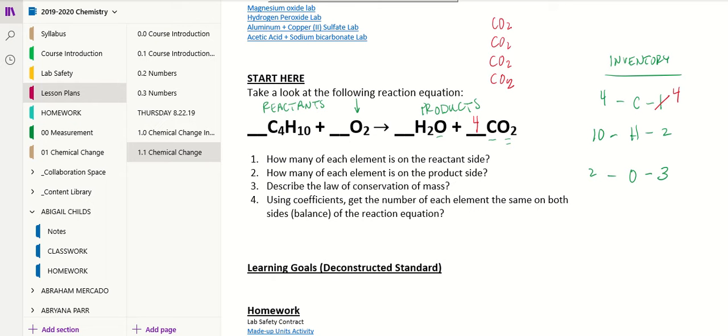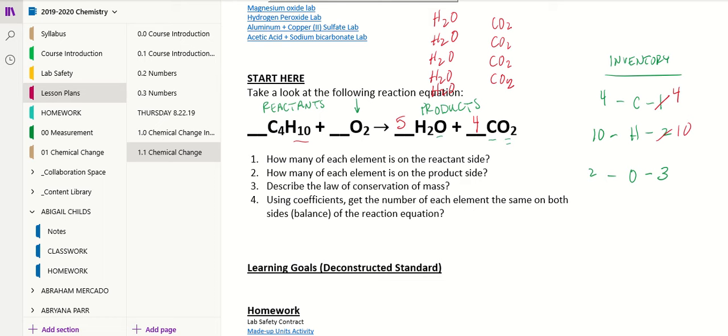So, we do the hydrogen next because we already know we're going to do the oxygen last. So I have 10 hydrogens on my reactant side. What coefficient do I need in front of H2O? I need 5 H2Os to have 10 hydrogens. H2O, H2O, H2O, H2O. Oh, I'm running out of room. H2O. 2, 4, 6, 8, 10. That gives me 10 hydrogens.